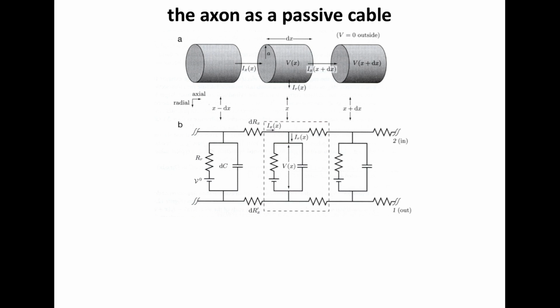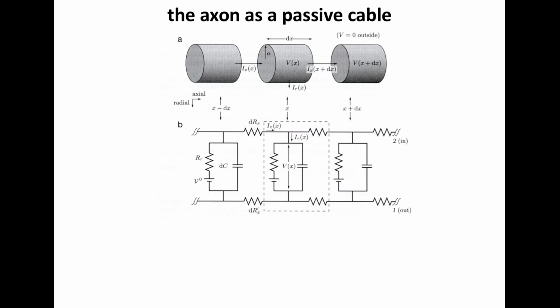Now here you see the equivalent circuit of such a Hermann cable. Every small piece of the axon membrane and the piece of the axon is characterized by this membrane circuit of a parallel connected resistor and capacitor, yet on top also a voltage source, which is described by the voltage across the membrane.